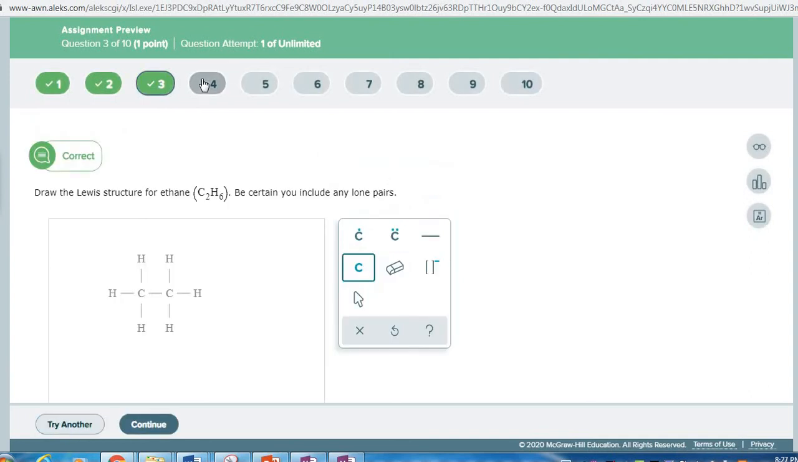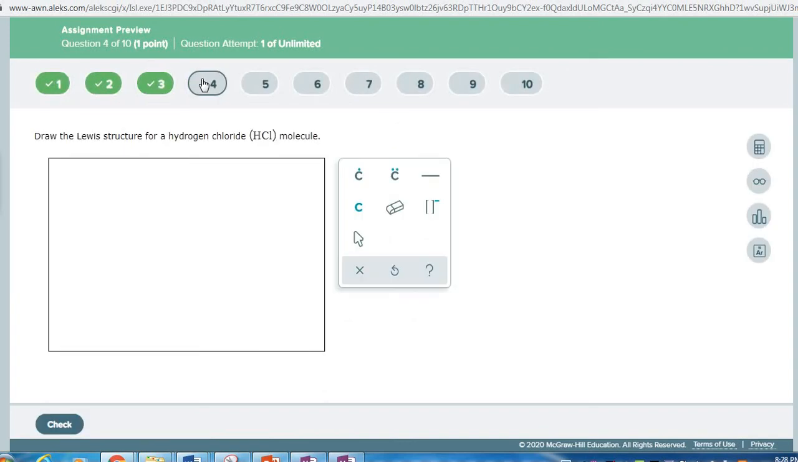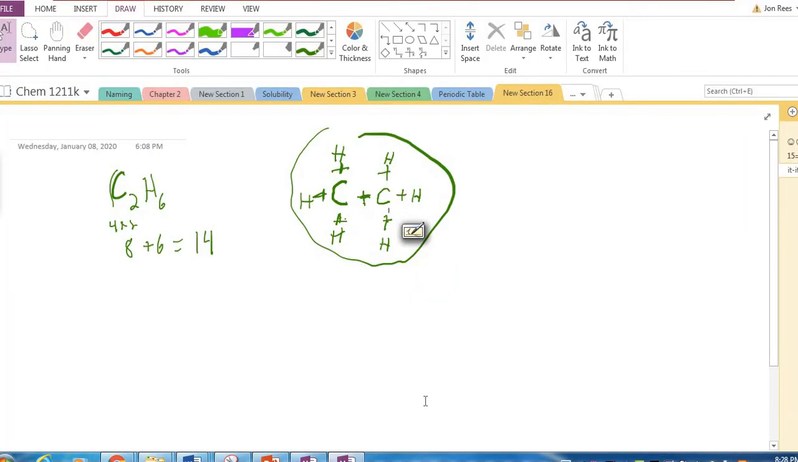Okay, so let's do one more here. Let's do problem number 4. Draw the Lewis structure for hydrogen chloride molecule. Alright, let's go back here to this page. I got some room down here. Alright, Lewis dot structure for HCl, hydrogen chloride. Okay, so let's count the valence electrons.